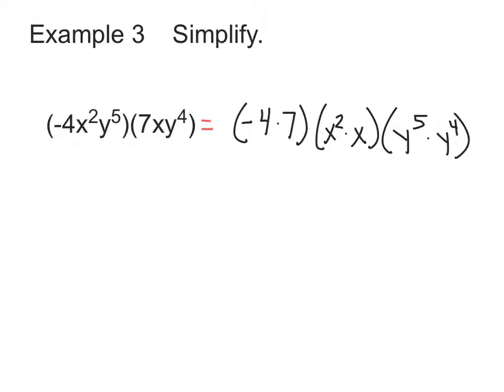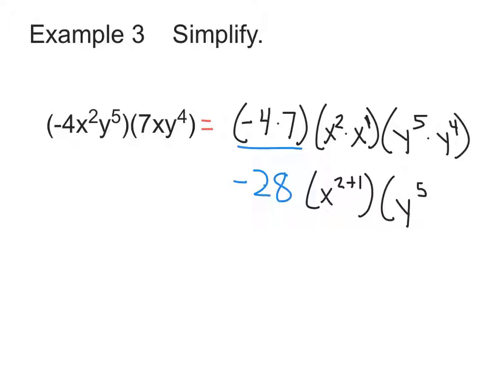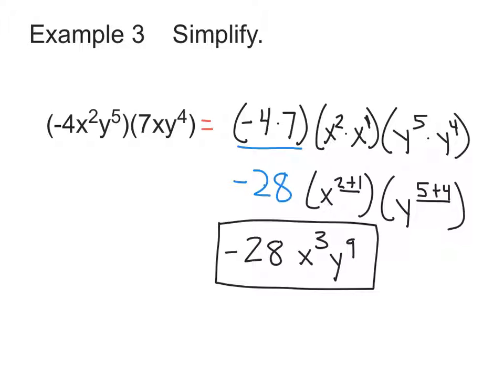Now I just need to simplify these, so negative 4 times 7 is negative 28. My rule for the next one is I can go ahead and add the exponents. If a variable is missing an exponent, remember there's always a 1 there. So this is x to the 2 plus 1, according to our rule of a power times a power, and this is going to be y to the 5 plus 4. That negative 28 is going to be out front. 2 plus 1 is 3, so I get x to the third, and 5 plus 4 is 9, so I get y to the 9th.